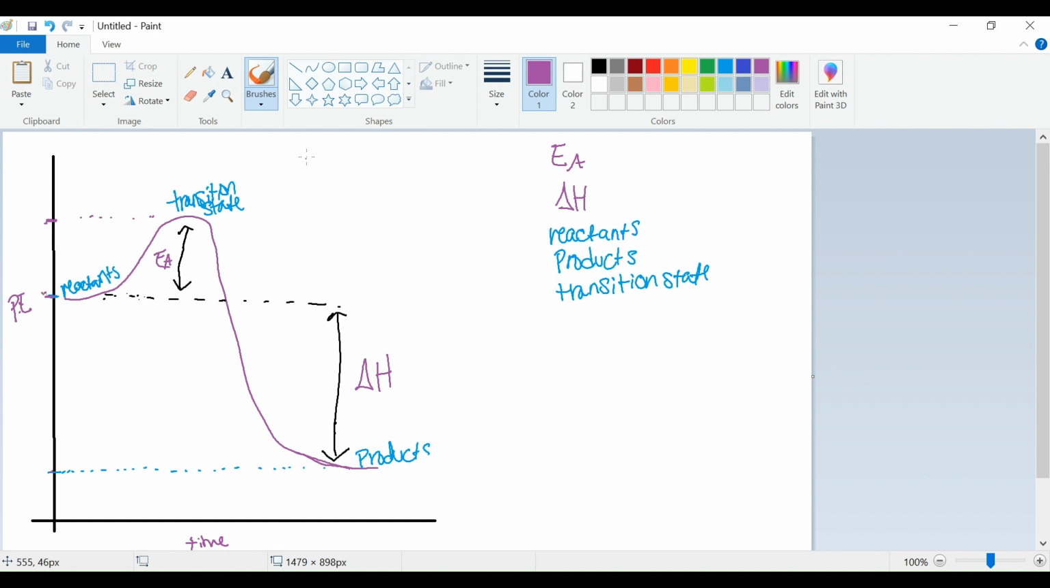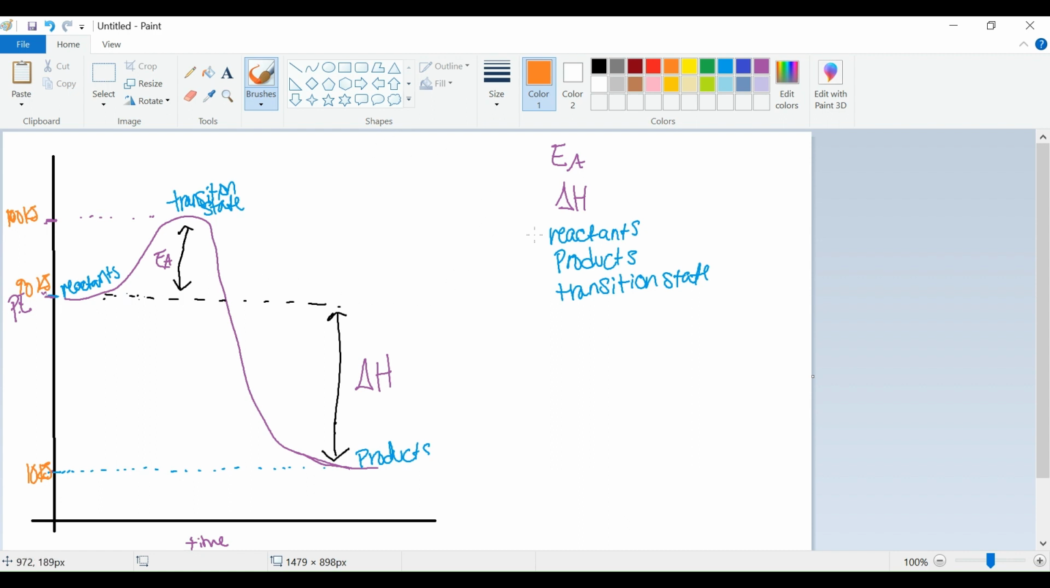So let's throw some actual numbers on here. Let's look at some calculations. Let's look at totally fake, made up numbers. These are not representative of a real equation, but let's say that this is 10 kilojoules. Let's say that this is 100 kilojoules. And let's say that this is 90 kilojoules. And kilojoules is just a unit of measurement for energy.